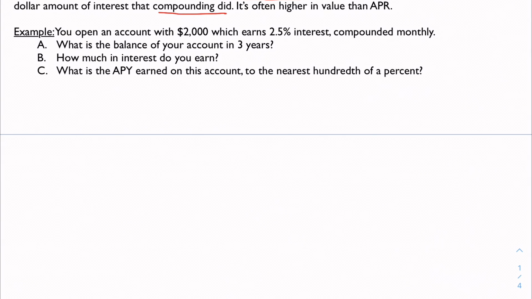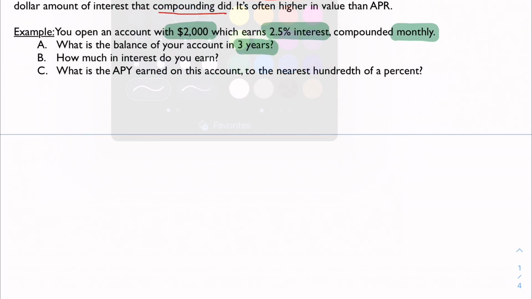That seems important. Let's just highlight it now. And it earns 2.5% interest compounded monthly. All right, well, part A is just what's the balance of your account in 3 years? Well, if it's compounded monthly, I'm going to be using the compound interest formula. So P times 1 plus R over N to the NT.